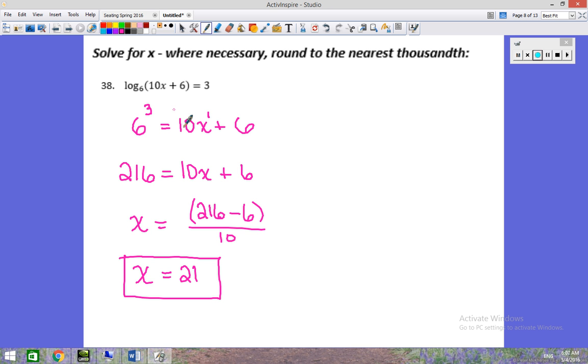Mainly when I was plugging it in, I was trying to make sure that I'm not taking the log of a negative number or the log of 0.